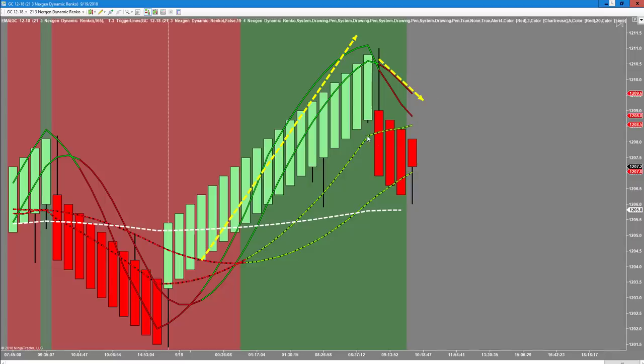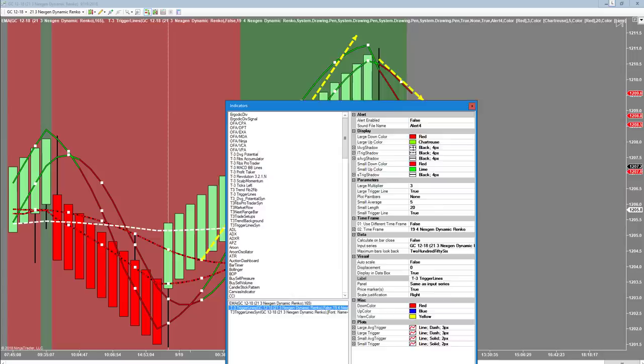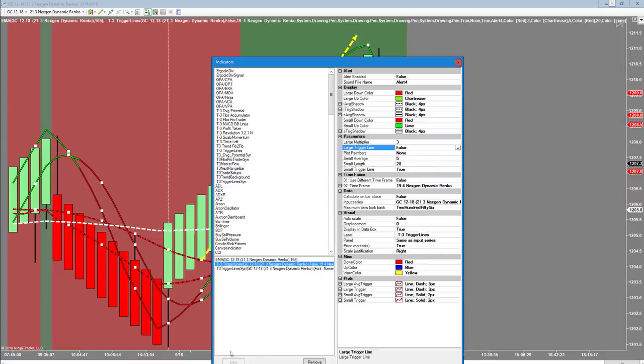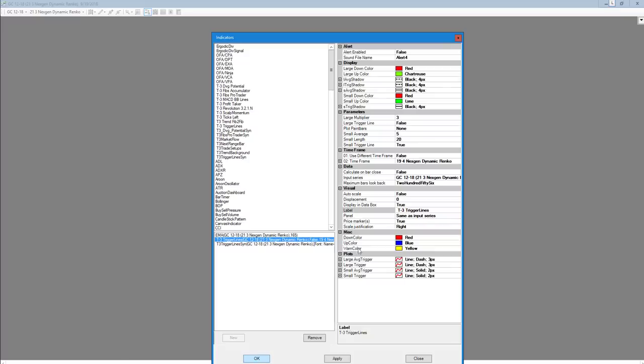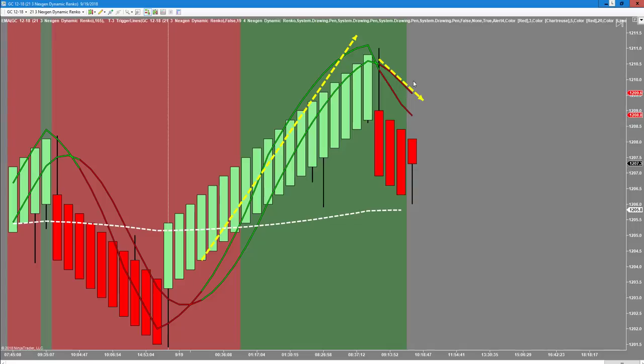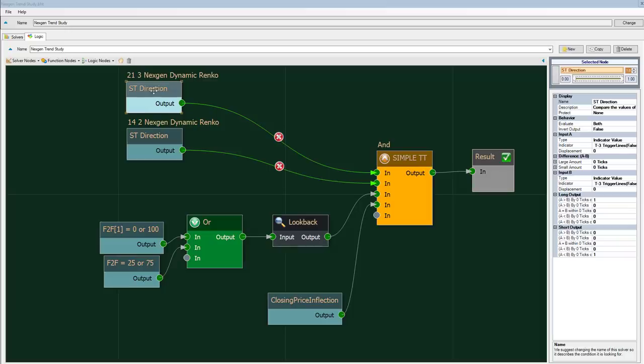And I could turn off the large triggers, but we're not using the large triggers in this situation. So we're using literally just the small trigger line itself for this lesson at the moment. Is everybody okay with that? 21-3 small triggers crossed up, 21-3 small triggers crossed down. That's rule number one. Same thing on the 14-2 chart.